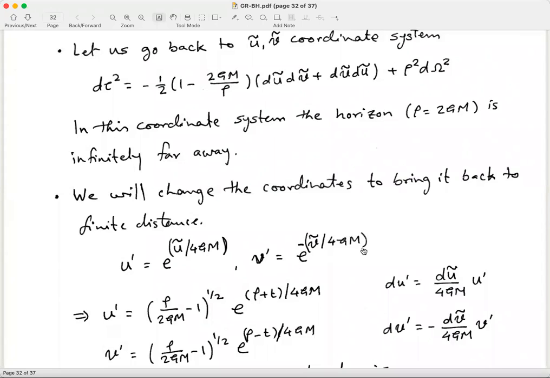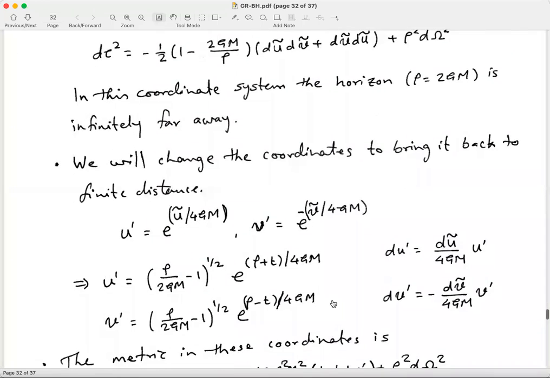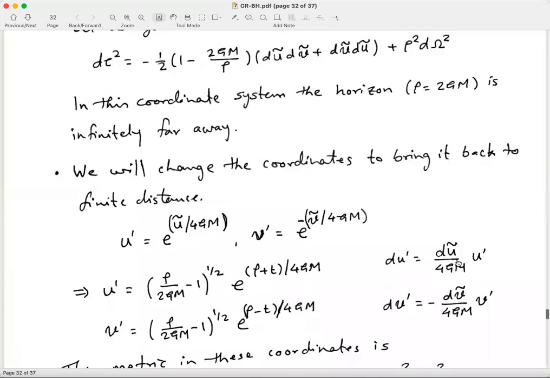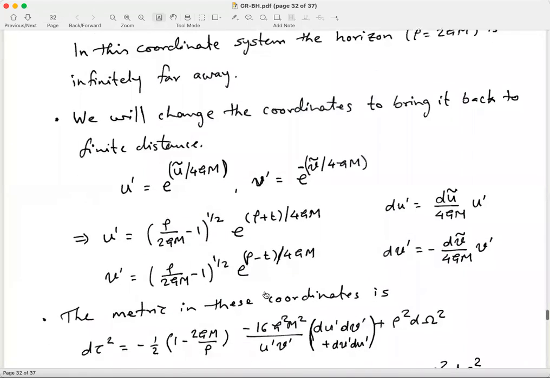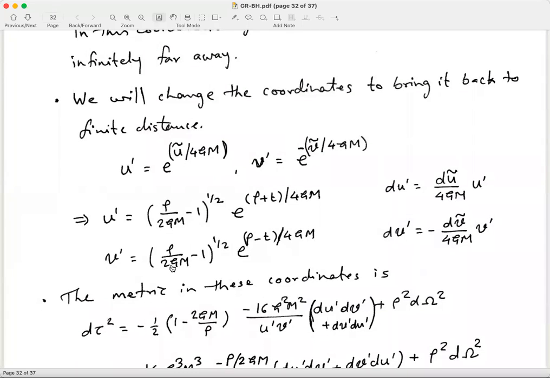Now, I am writing this 4GM by hand, but it is not necessary to do it that way. You could just define u prime equal to e to the u tilde upon some quantity, say u0, and determine that by doing the manipulation that we will do soon. It will tell you that u0 needs to be a constant written in terms of G and M.